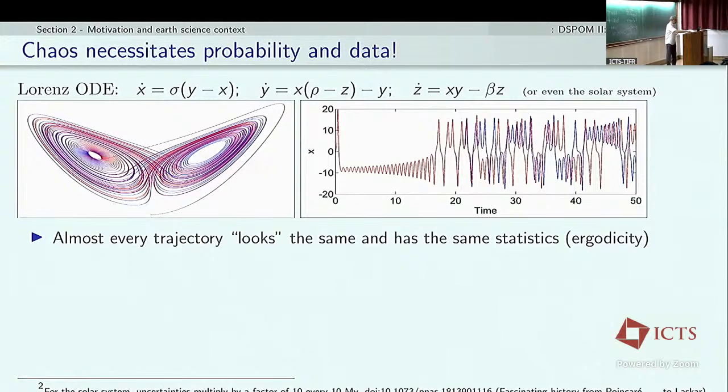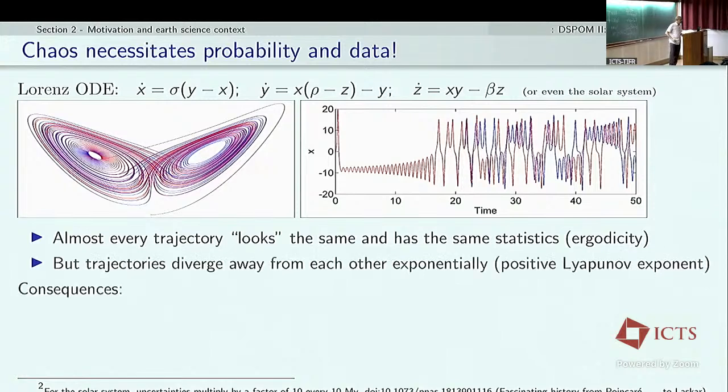Okay. So that's one thing. And then, sorry, I guess I should have covered both of these at the same time, but I said this already, that trajectories diverge away and the divergence is exponential. That's part of the definition of chaos in some sense. And this is what is called the phenomenon of positive Lyapunov exponents. I'm not going to talk about or define Lyapunov exponents. So for now, just take it as a term.